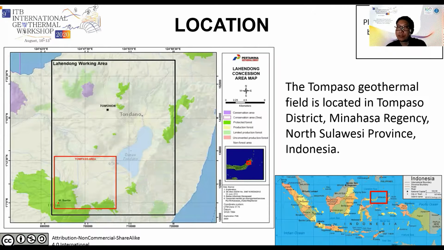The Tompaso geothermal field is located in Tompaso District, Minahasa Regency, North Sulawesi Province, Indonesia. Tompaso geothermal field is apart from the Lahendong working area, or 30 km south of the Lahendong geothermal field. Lahendong geothermal field is around here.